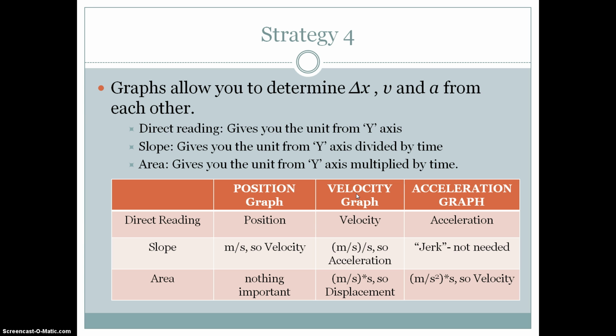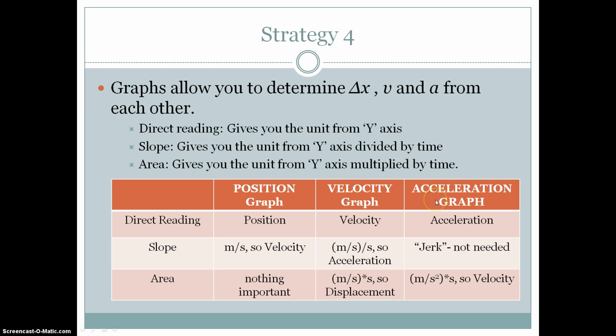Now, a velocity graph. Think for a moment and get ready to answer. What do you see on the y-axis? Meters per second. Nice job. If you read it directly, you will get velocity. If you take the slope of this graph, you get acceleration. If you find the area underneath, you get displacement. You can also see how I did it mathematically through division and multiplication.